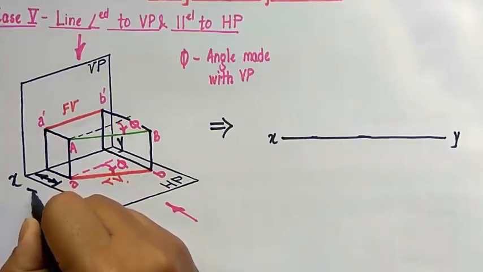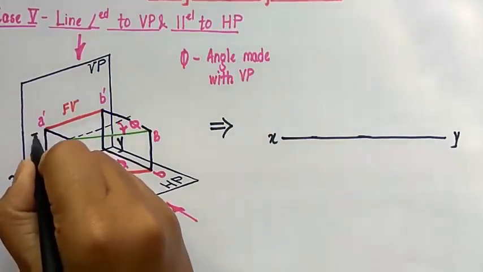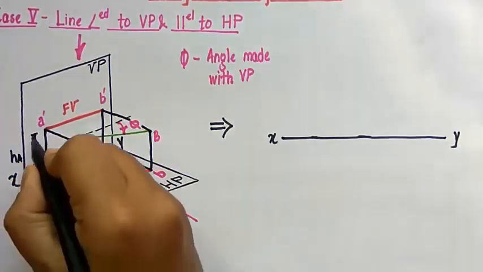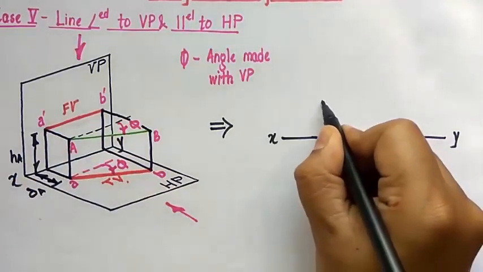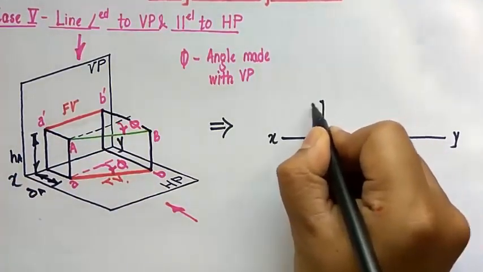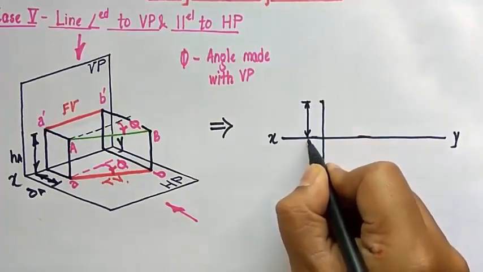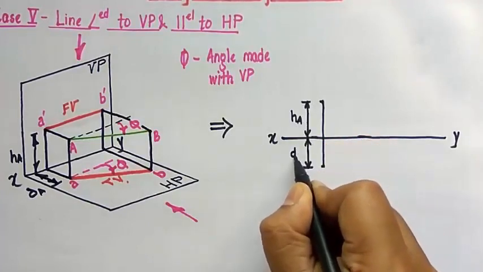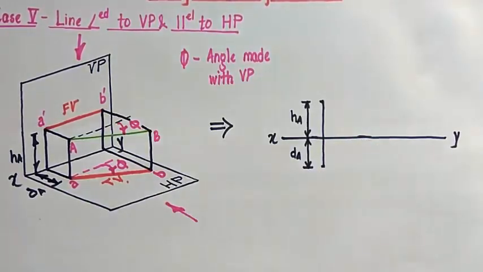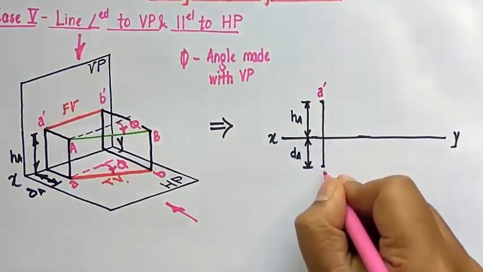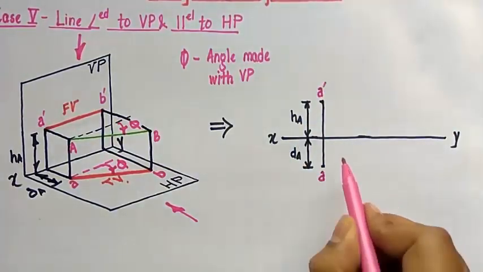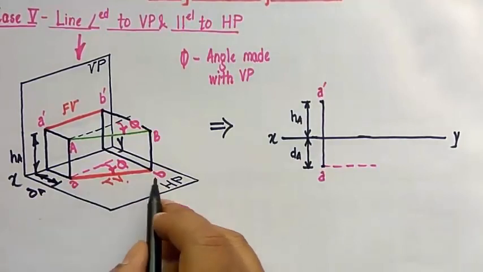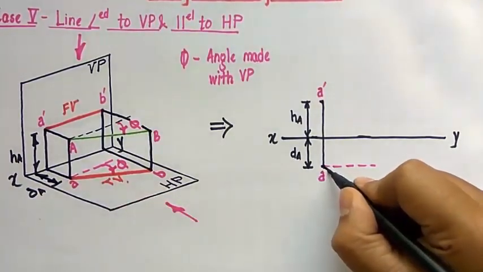Certain dimensions that we need to know: first is this dimension for the endpoint, so DA, and this is going to be HA. So H above and D below. This is HA and this is DA. With H you need to put a dash, so this is going to be A dash. With D you don't need to put a dash, and then we have this angle over here. I'm going to draw this true length at a certain angle, and that angle is phi.